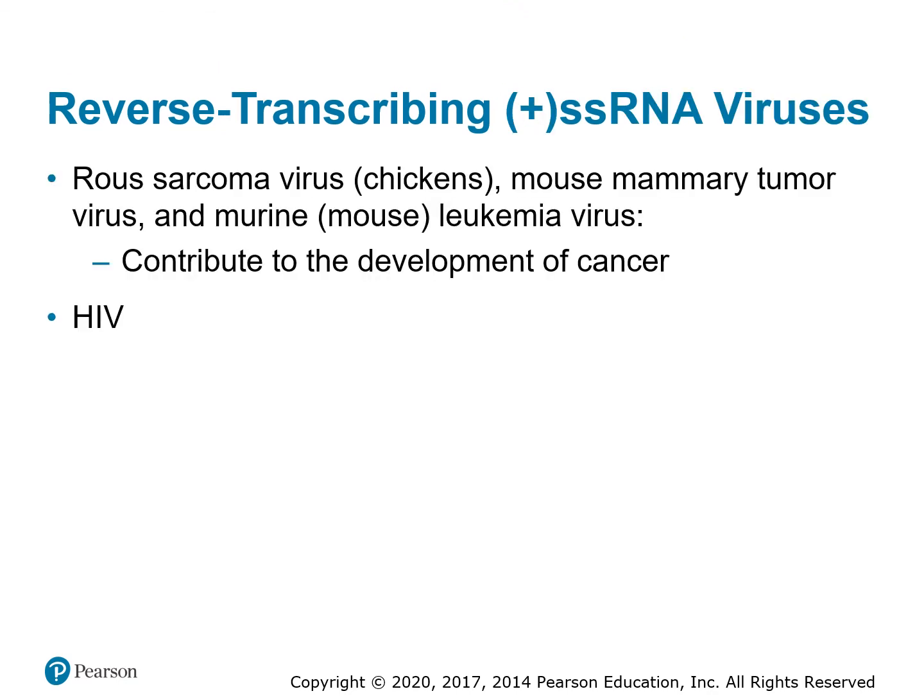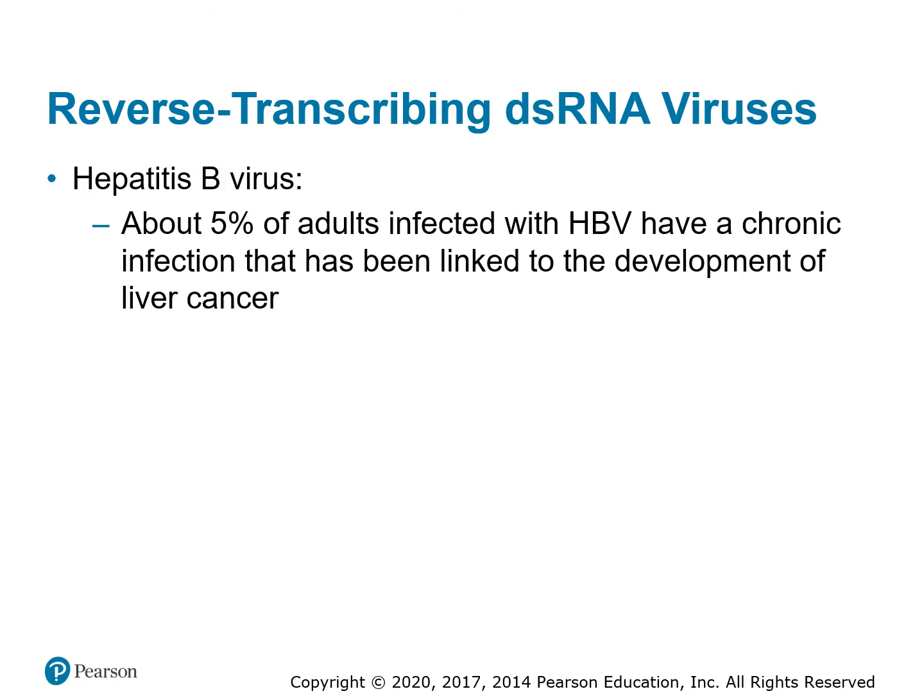Then in the reverse transcribing, those are positive sense single-stranded RNA viruses. You have the sarcoma virus in chickens, other viruses in small mammals, as well as HIV. And then we have the double-stranded RNA reverse transcribing viruses like hepatitis B.